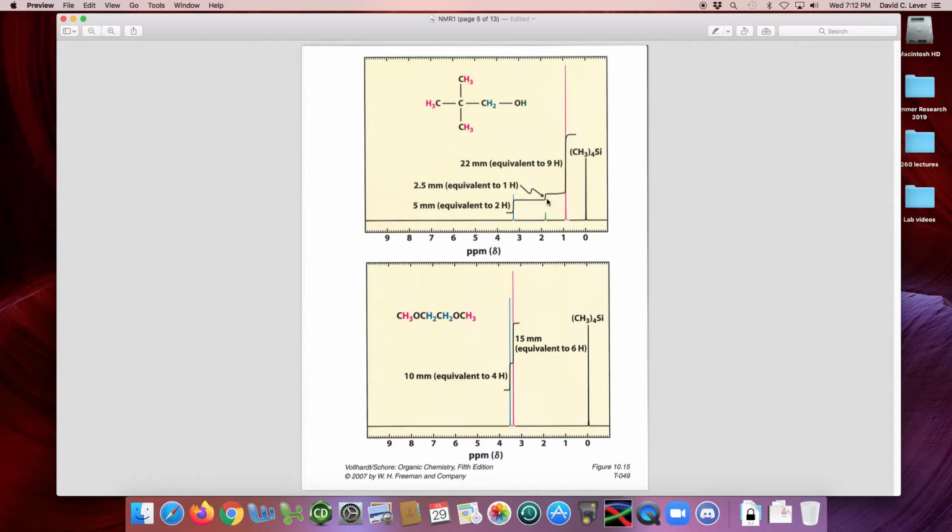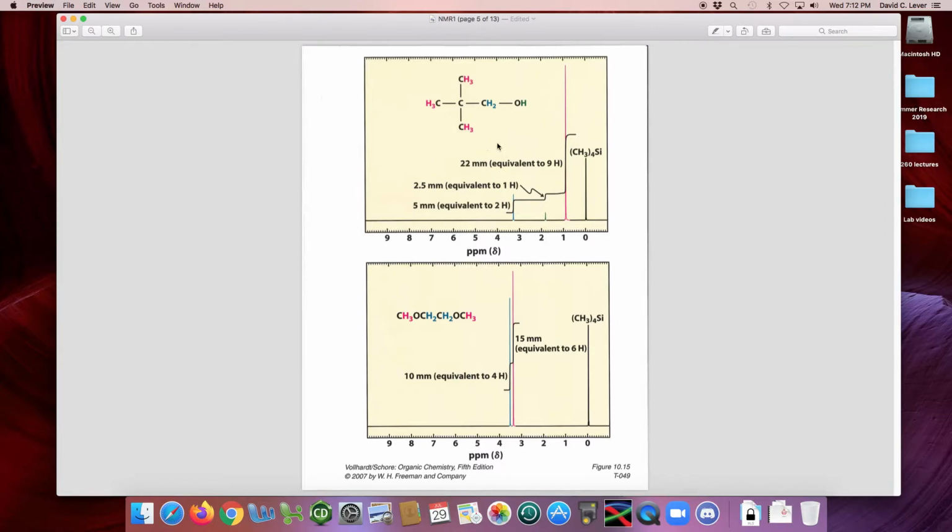And then we have a 2.5 millimeter peak here. That's the alcohol. It's a 1 hydrogen integration. The only way to have a 1 hydrogen integration in this particular molecule is to have the alcohol. And then the CH2 that's attached to the oxygen is down here in this 3 to 4 region, which is where you expect to find it. So in this case, we actually can calibrate to 1 hydrogen at 2.5 millimeter. 5 millimeter over 2.5 means this is worth 2, and 22 millimeter over 2.5 means this is worth 9. So you see the integral line here, and it's a very clean spectrum.